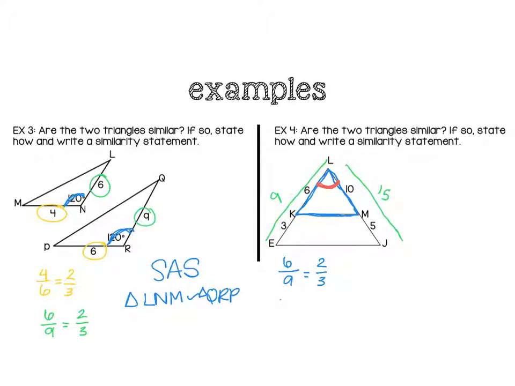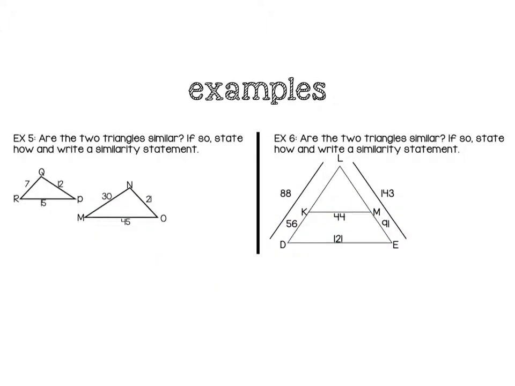And I've got 10/15, which is also 2/3. So I know that the sides are proportional as well. So I know that this is going to be side angle, side similarity. And I know that triangle KLM is going to be similar to triangle ELJ. Now you can go ahead and try number 5 and number 6.